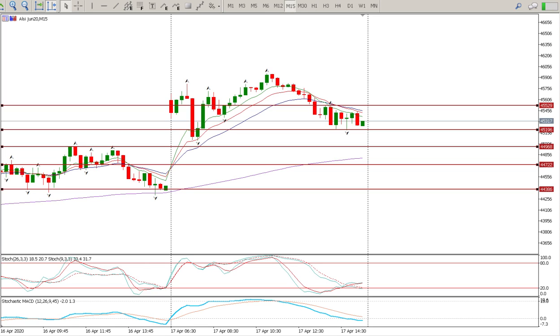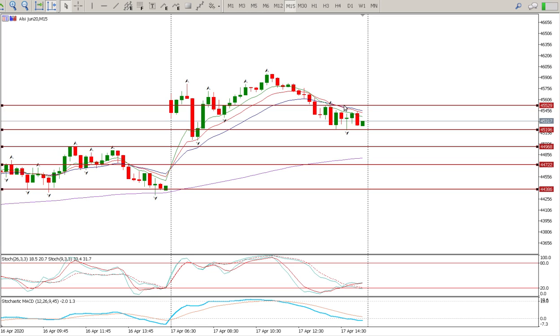Okay, but just be warned, we are at some major levels, major Fibonacci levels. We've got some fairly tired looking patterns as well on the higher time frame. So you just need to keep that in the back of your mind. Okay, anyway guys, that's it for me today.